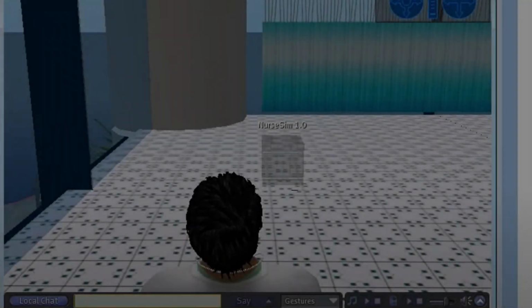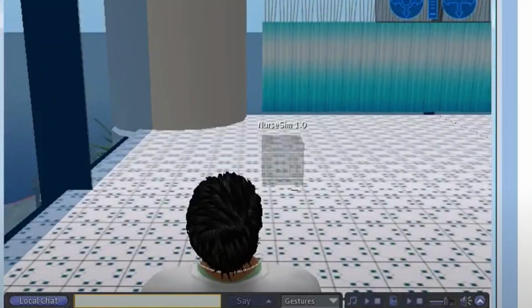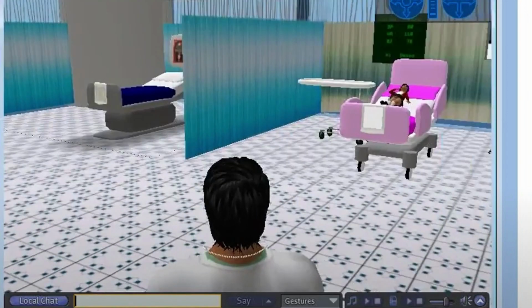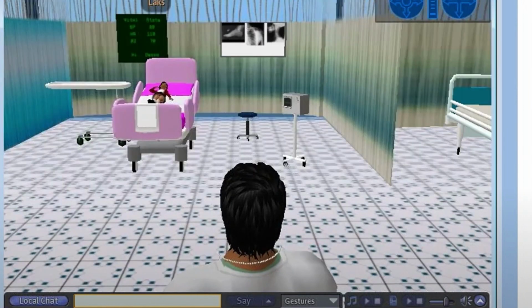The timing events are controlled by the Nurse Sim 1.0 object. It uses a simple time-based scripting language to provide timer events and control instructions that move props around.